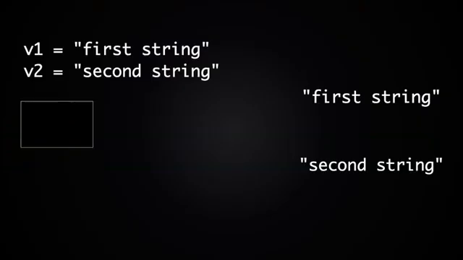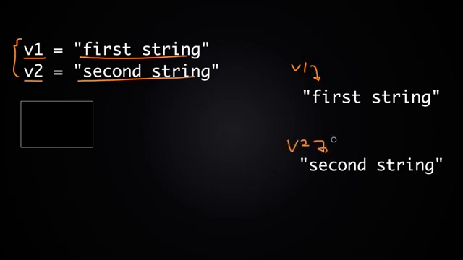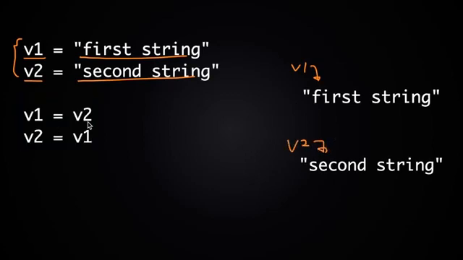When you see this problem, you might say, well, it's actually pretty simple. Once we have v1 equal to first string and v2 equal to second string, so that's v1 referring to this string and v2 referring to this string, we can just write v1 equals v2 and then v2 equals v1, and we're done. But actually this solution is wrong, because when we execute this line, v1 equals v2, v1 now refers to whatever v2 refers to, of course, which is second string.